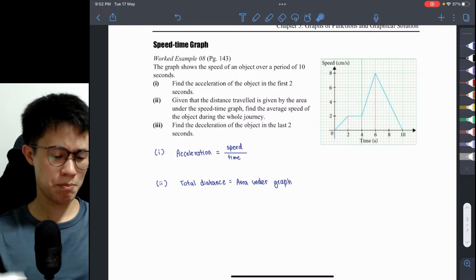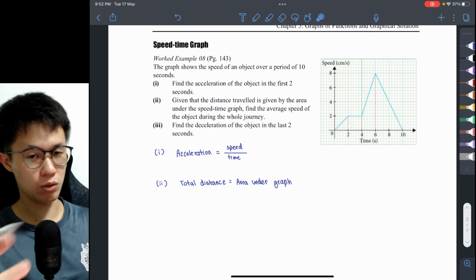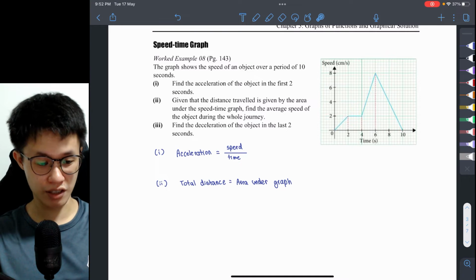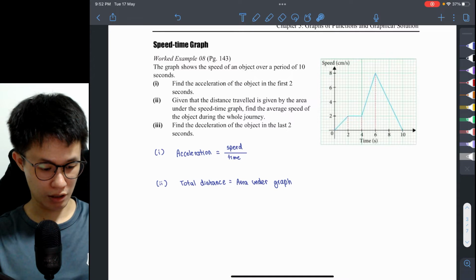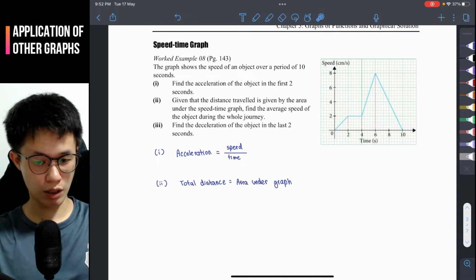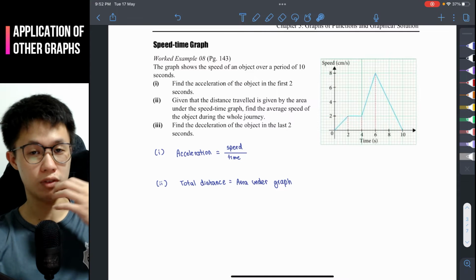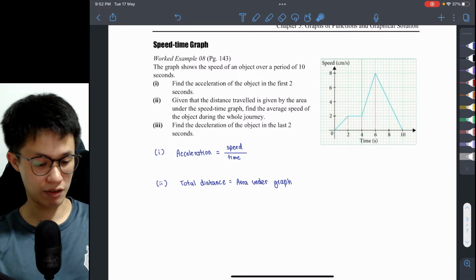Usually for speed time graph, we will actually look for other things such as acceleration. And you can also find the distance behind it as well. So there are many things you can do with speed time graph, distance time graph, etc.